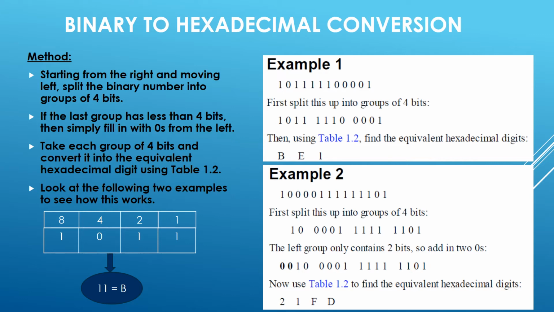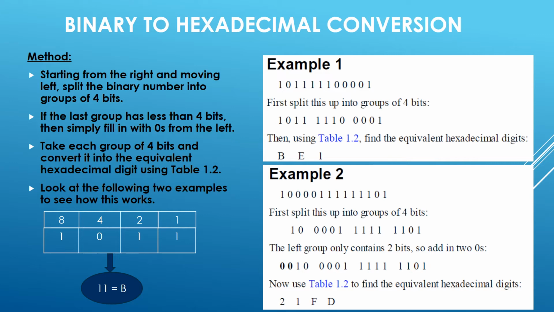In this example, we are given a series of binary numbers. First, we will split up this number into groups of 4 bits. So we'll start from the extreme right side. We got 1, 2, 3, 4 groups. At the extreme left side, the last group is having 2 digits. So to complete this group, we will add 2 zeros at the start.